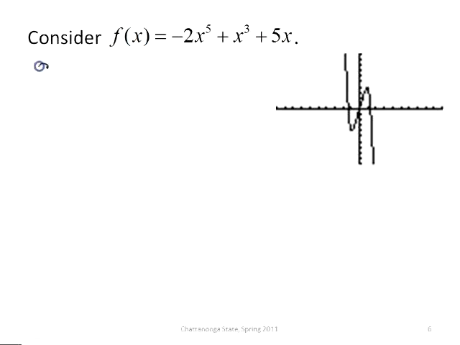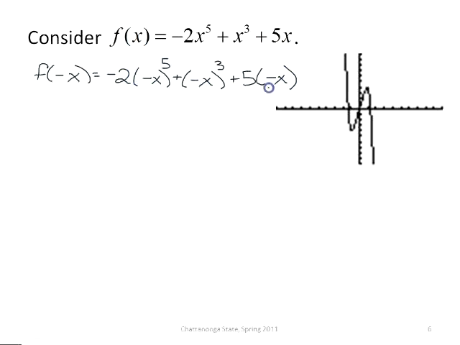So let's test to see if a function is odd. Here, f of x is negative 2x to the 5th plus x to the 3rd plus 5x. If I replace my x with a negative x, I'm going to have negative 2 times a negative x to the 5th power plus a negative x to the 3rd power plus 5 times a negative x. Now in this problem, all my exponents are odd.